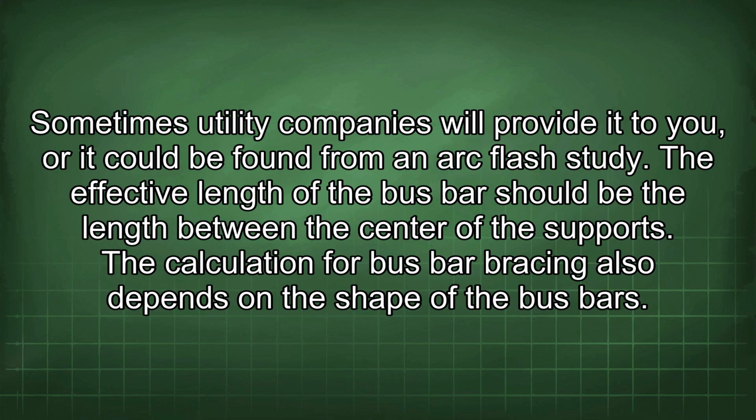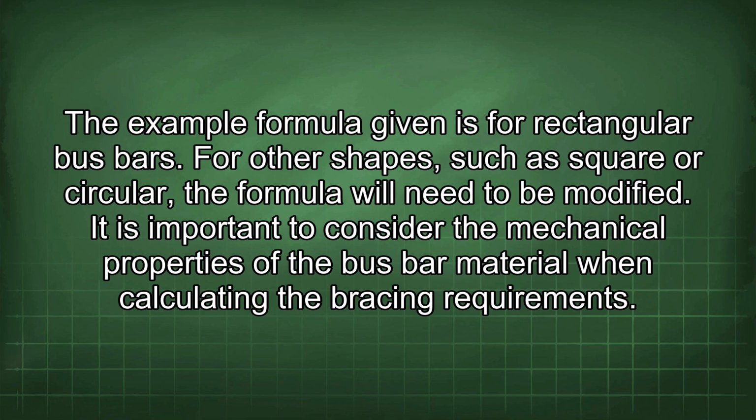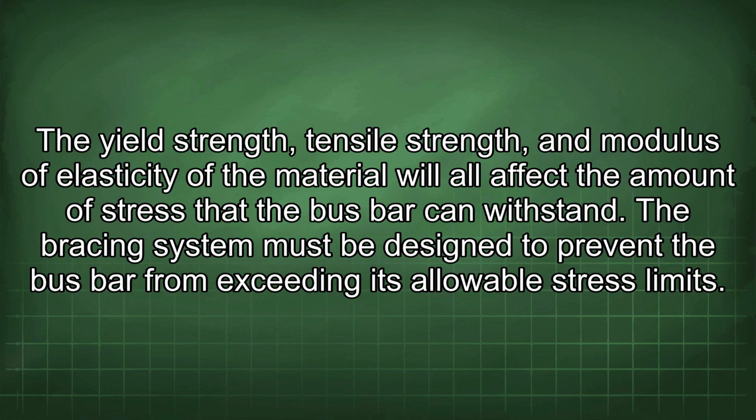The calculation for bus bar bracing also depends on the shape of the bus bars. The example formula given is for rectangular bus bars. For other shapes, such as square or circular, the formula will need to be modified. It is important to consider the mechanical properties of the bus bar material when calculating the bracing requirements. The yield strength, tensile strength, and modulus of elasticity of the material will all affect the amount of stress that the bus bar can withstand.